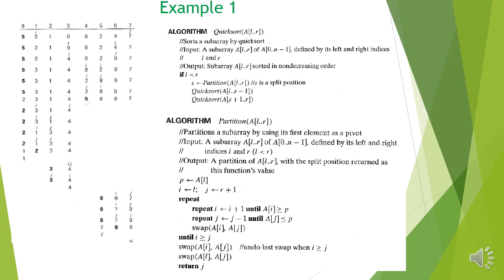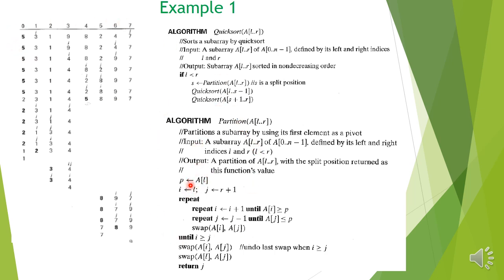Let us see one example. Here the array size is 8. Now we are calling the quicksort algorithm by passing this array. So L is 0 and R is 7. Now if L is less than R, we have to call the partition algorithm. So in this partition algorithm we are passing this array.